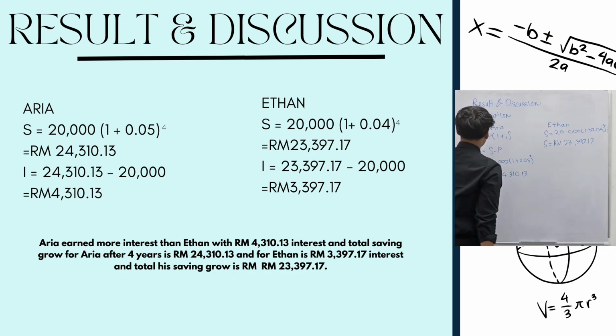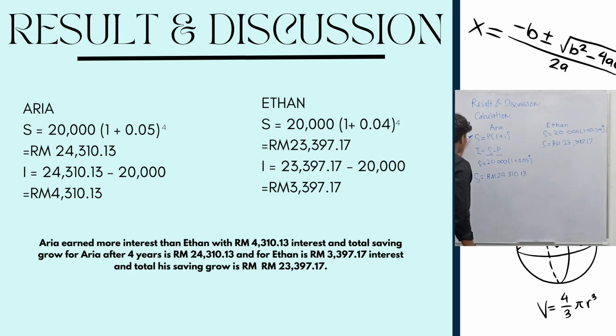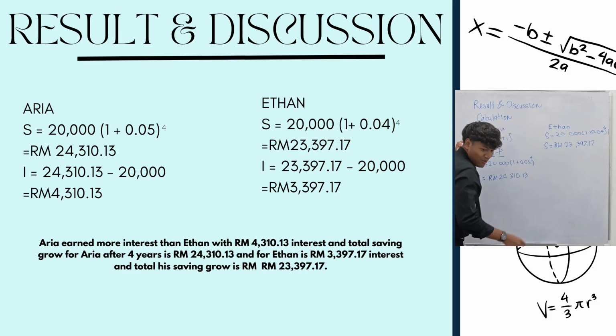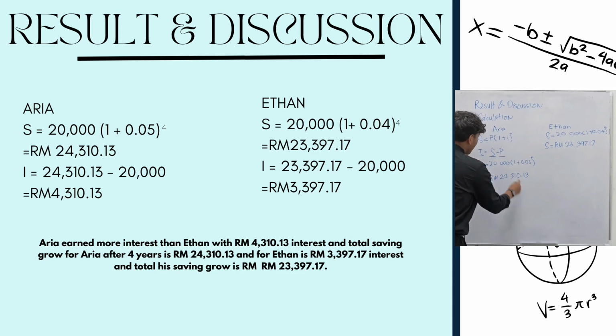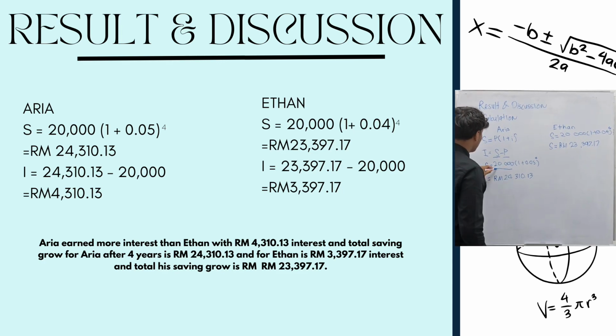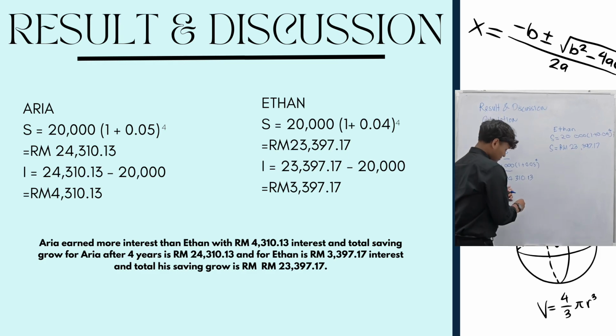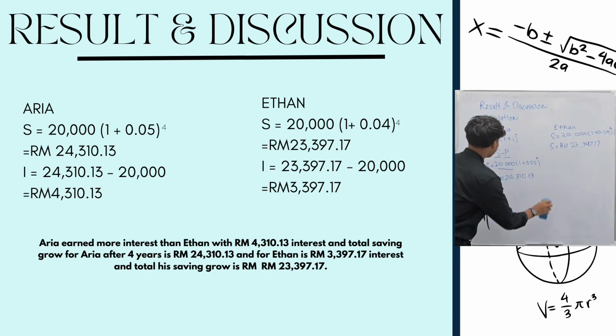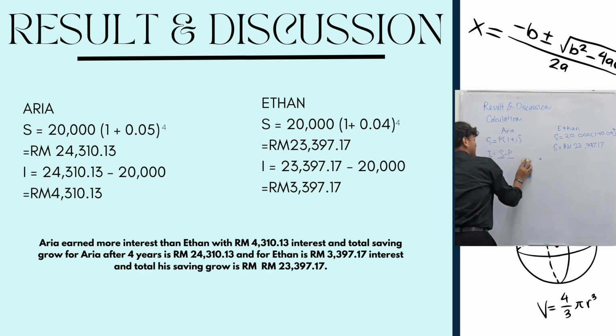Okay, so we have to find the I. The formula for I is S minus P. We just got the value of S, so we need to subtract the P. P is the principal.